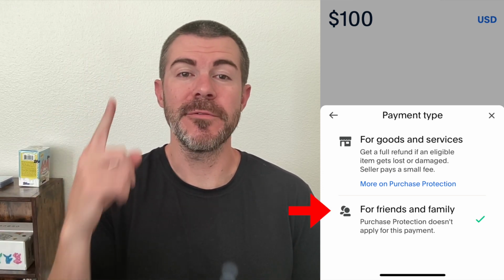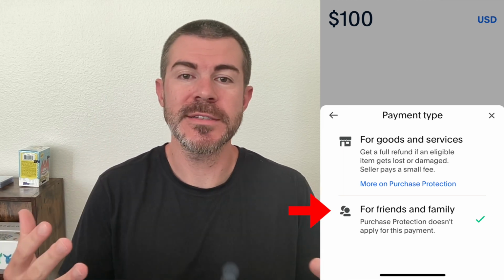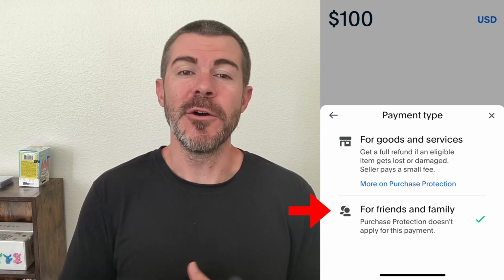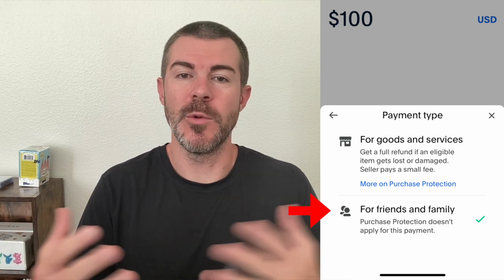Number one is going to be friends and family. You should use this for people that you know, people that you trust. With this option, there's going to be no fees. When these payments go through, there's no way to reverse them or undo them.